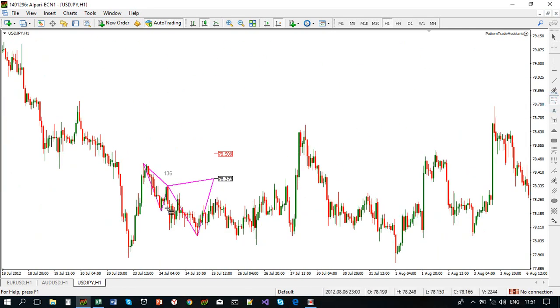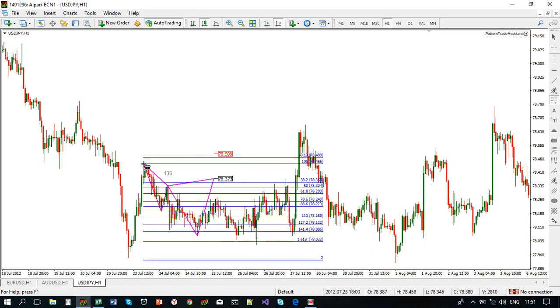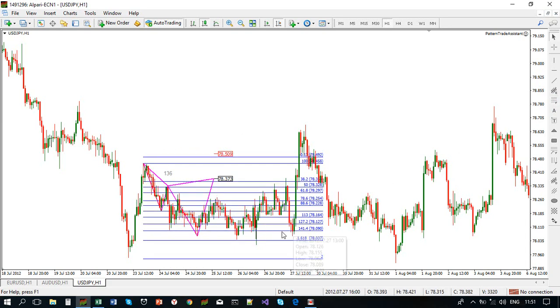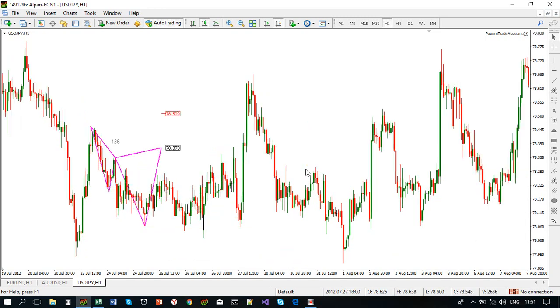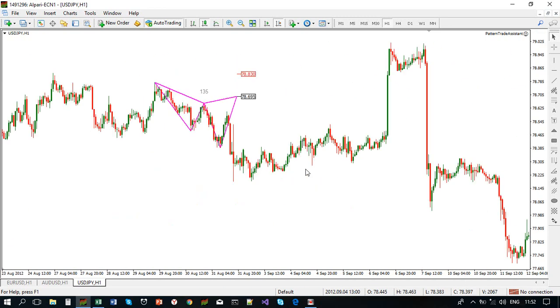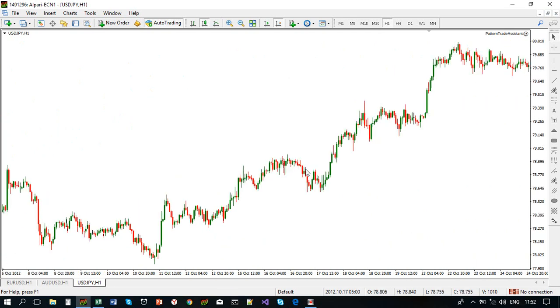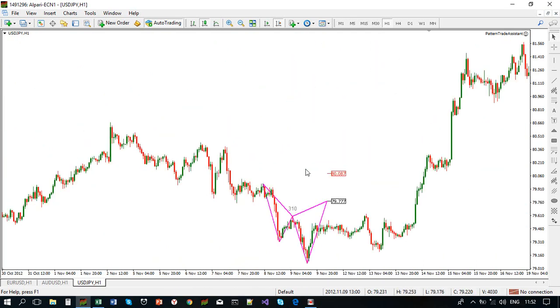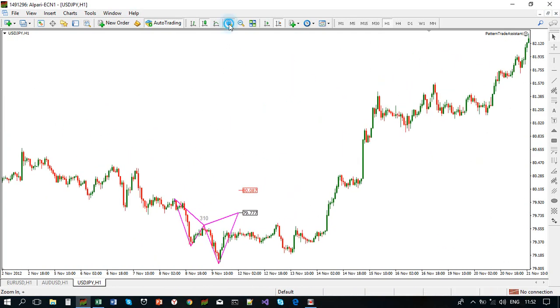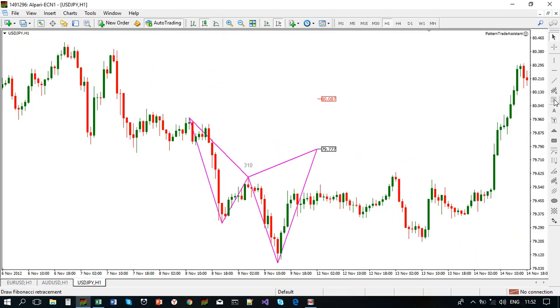Okay, let me check if this pattern was invalidated. 1414 candle closes this one. Yes, it was invalidated on that next movement. Invalidated. This one is a valid pattern, but it is a stop loss.